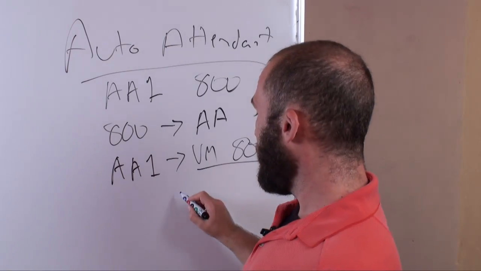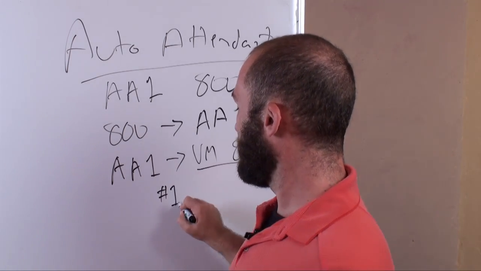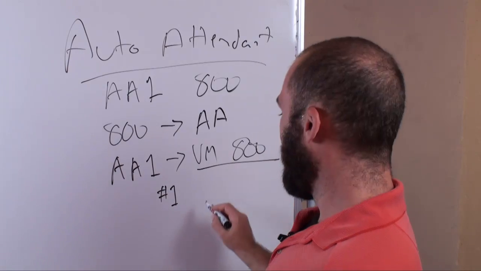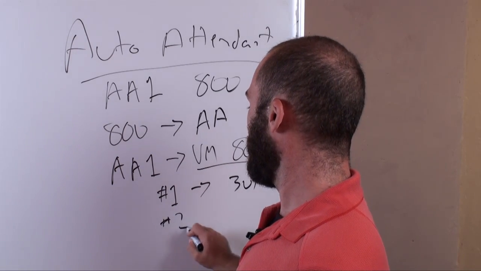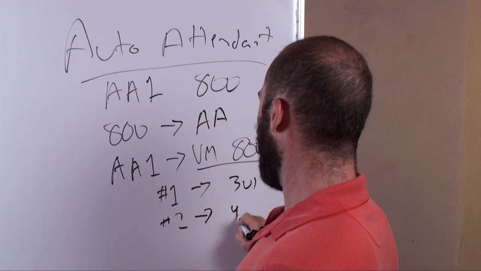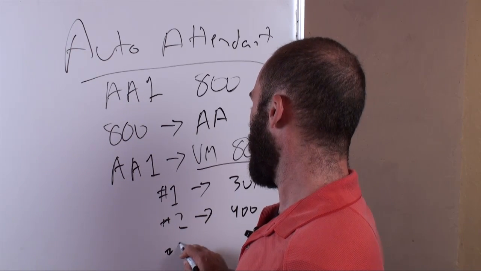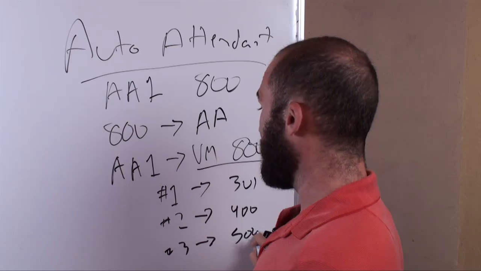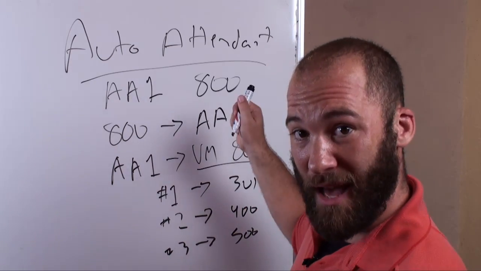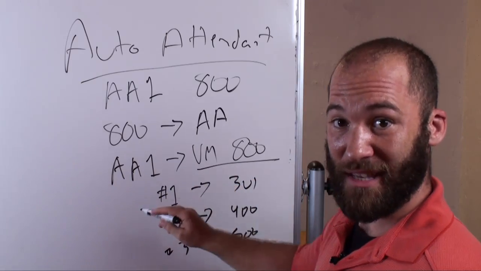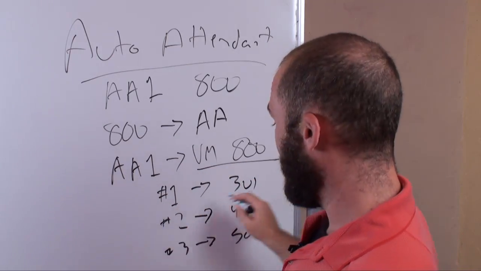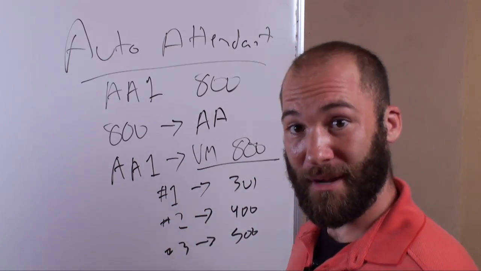Then all you do is you say, number 1, so that means if you press 1, route to extension, I don't know, 301. If they press 2, route to extension 400. If they press 3, route to extension 500. That's all you're going to do. So with the PBX, you program in and you say, play this voicemail box, and then you just say, if they press number 1, do this. If they press number 2, do this. If they press number 3, do this.